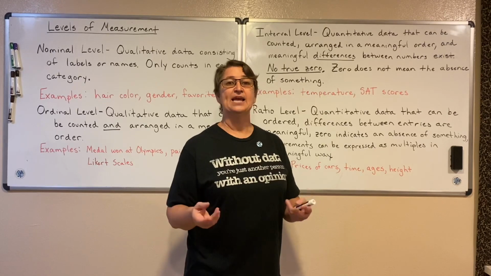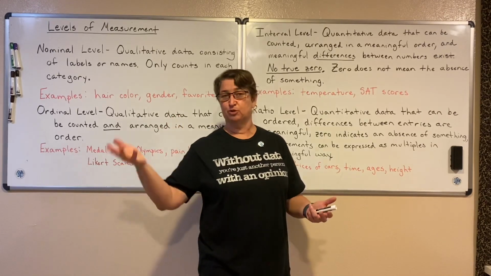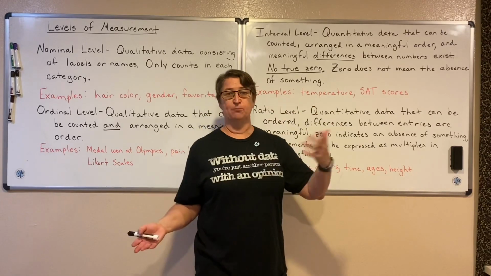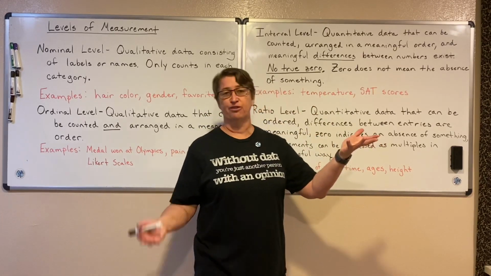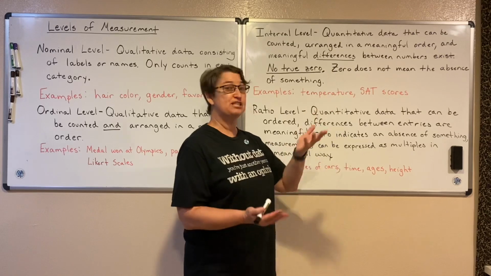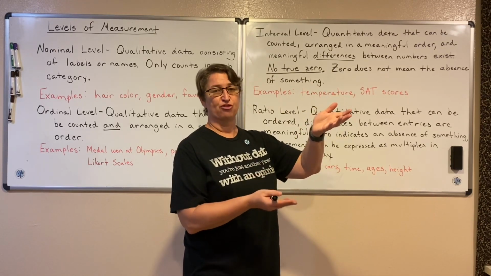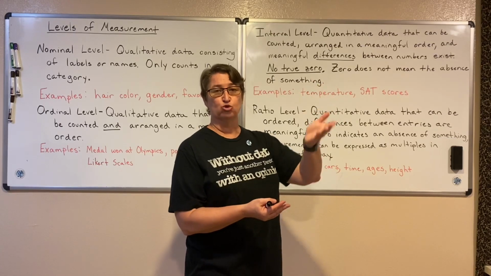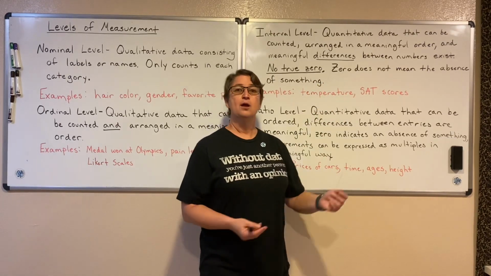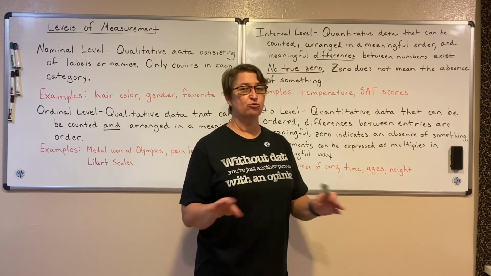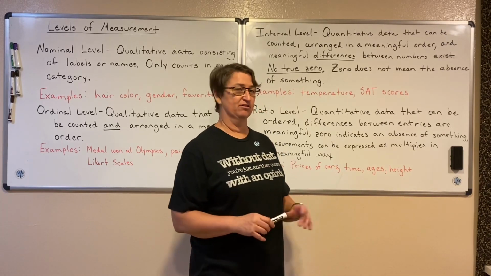But we can count the number of temperatures we have in each category. We can arrange temperature in a meaningful order. This is hotter than that. We can find differences between the numbers. You know, I can say 50 minus 30, well, the temperature was 20 greater than the day before. But that true 0 is missing, because 0 temperature does not mean an absence of temperature.